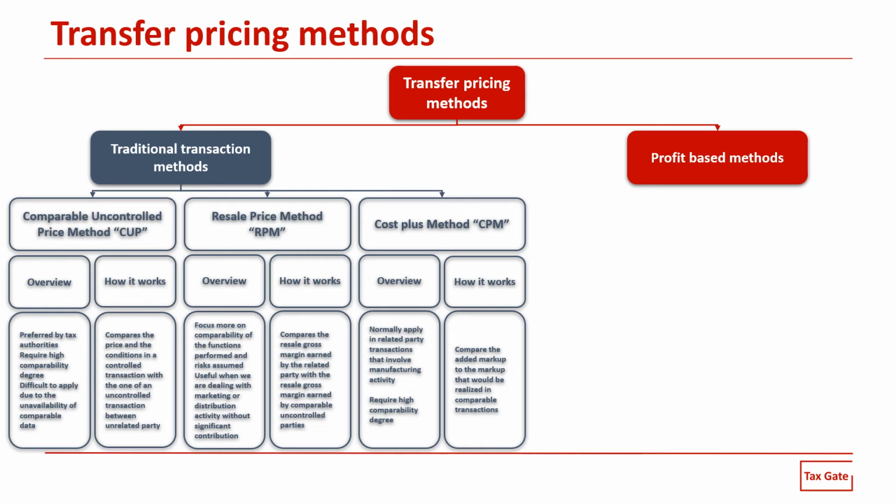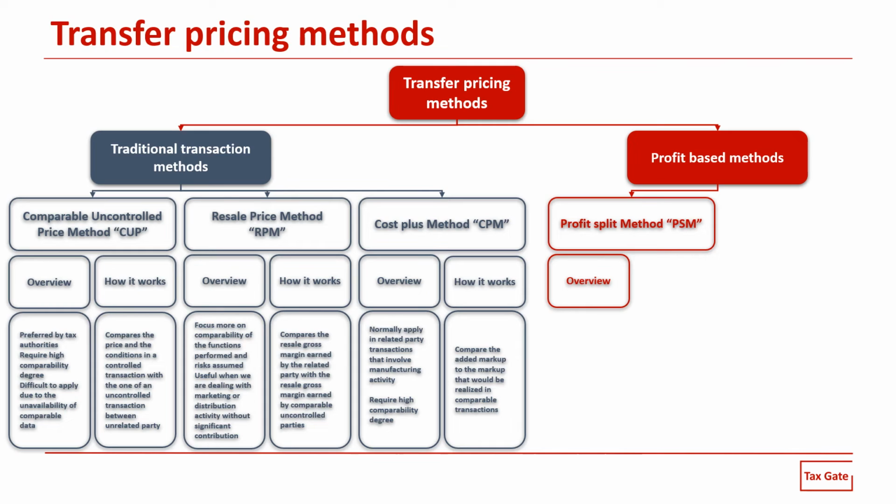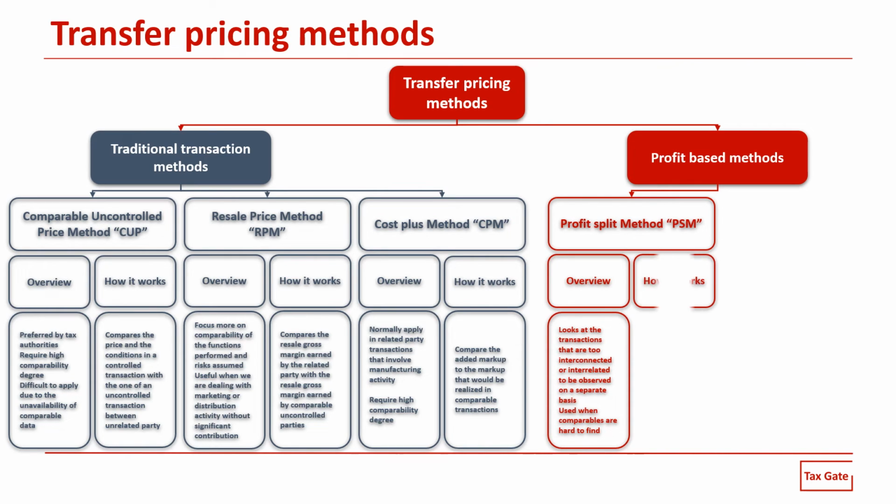Let's start with the profit split method. Companies sometimes engage in transactions that are too interconnected or interrelated to be observed on a separate basis. A joint venture, for example, and here is where the profit split method is used, as it looks at the combined profits of two related parties in a transaction that is too connected to both of them. And here the profit split method tests the terms and conditions of these types of controlled transactions by determining how profits would be divided in a way that would be fair for both of them.